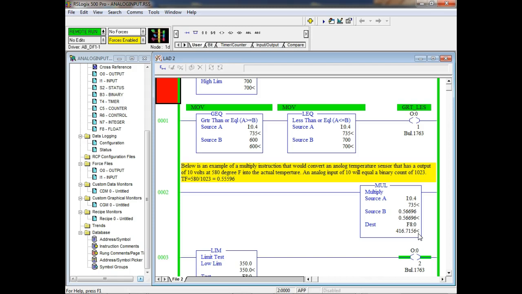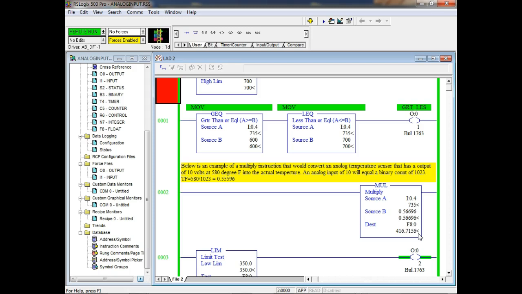So how would you do this? You would take what you want out. This would be the maximum temperature I'm expecting to measure, so 10 volts would equal that. And then I divide it by the number of bits, that's the number of binary combinations available.